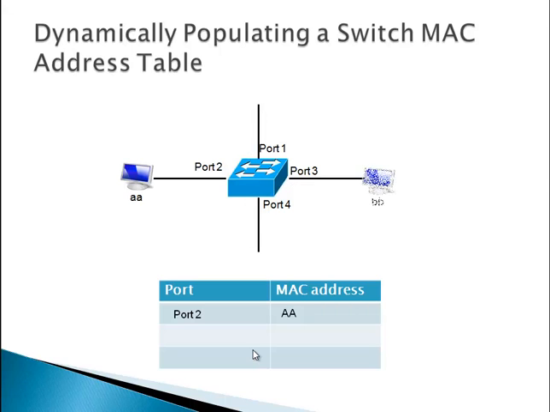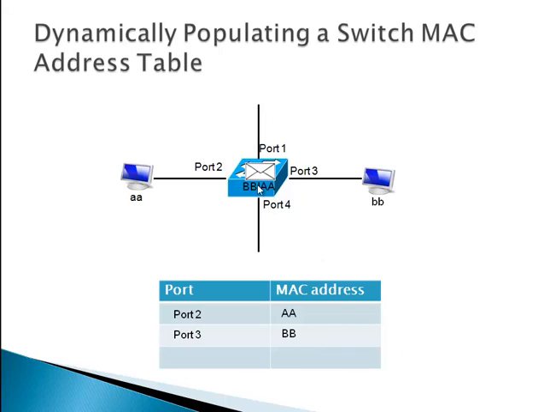Now let's imagine that BB is on the other side and it's got that frame. So what it's going to do is reply. Source address BB and destination is AA. So as the frame goes to the switch, the switch says, okay, I just learned where BB is. BB is in port 3. So I'm going to write that down on my MAC address table. So port 3 is BB.